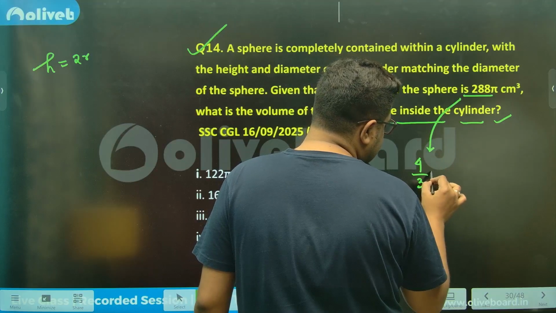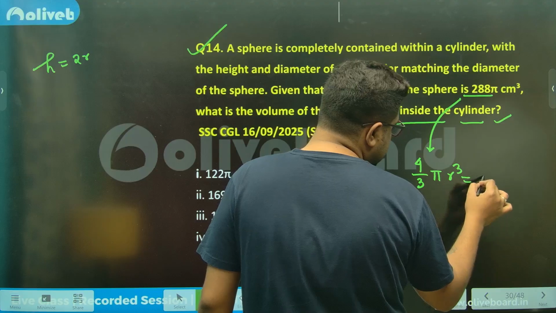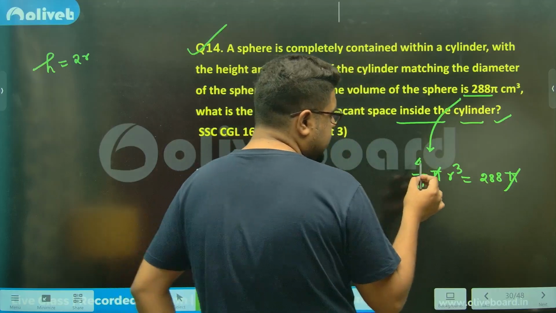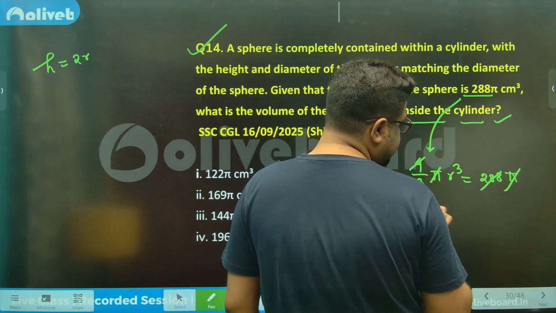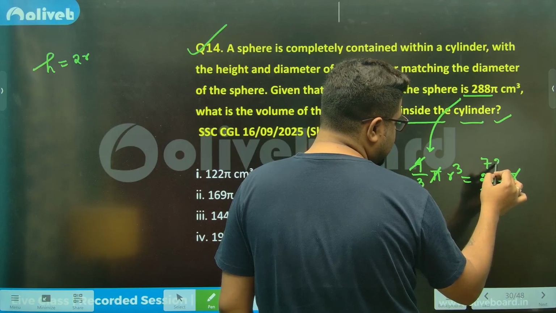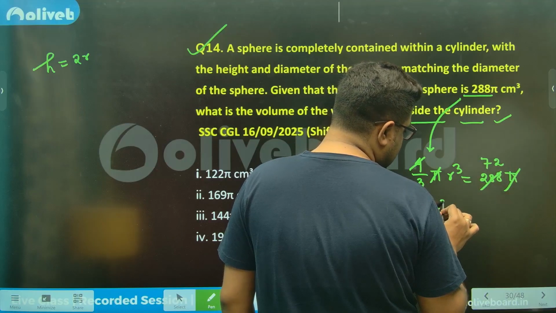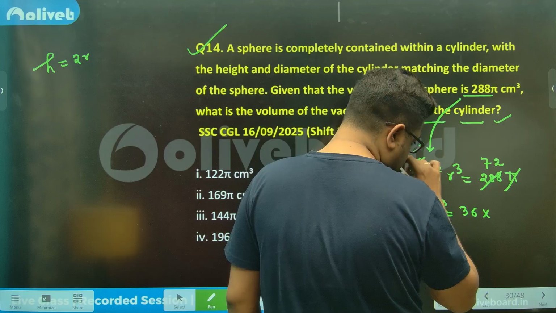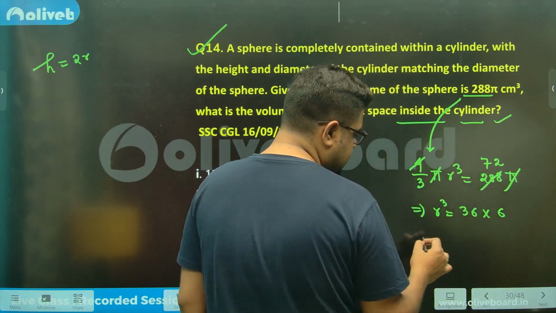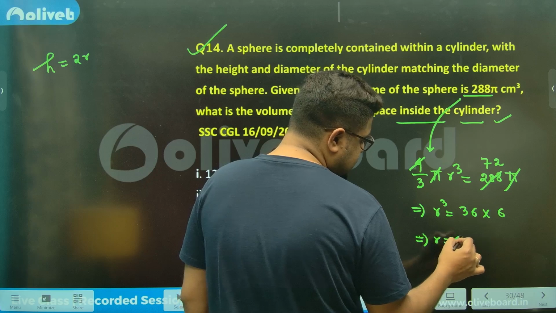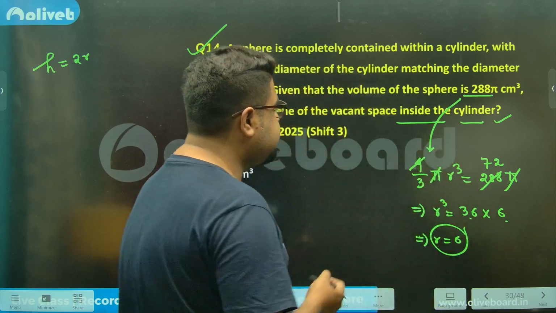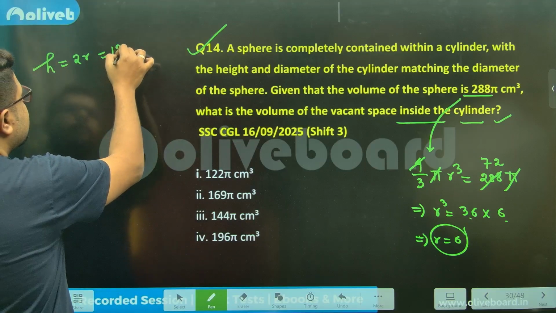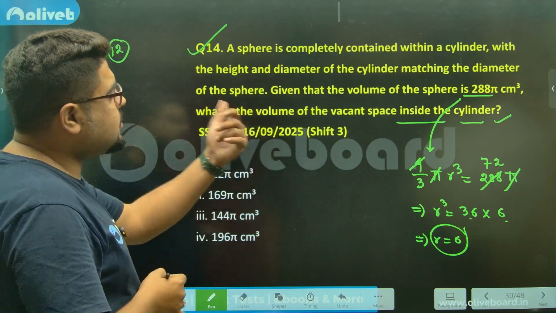4 by 3 pi r cube is 288 pi. Pi cancels. So r cube is 216, that is 6 cube, meaning r is 6. So the radius we found is 6, which means the height will become 12, and the radius is also 6.